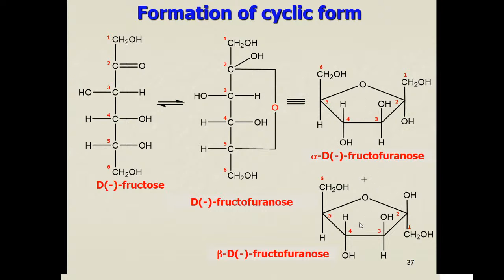In the mixture the second type of Haworth formula is present, a second cyclic structure, where the OH, the anomeric OH, is above. It's a beta position. Beta D minus fructofuranose. They are both fructofuranose, both D minus. But one of them is alpha, one of them is beta.